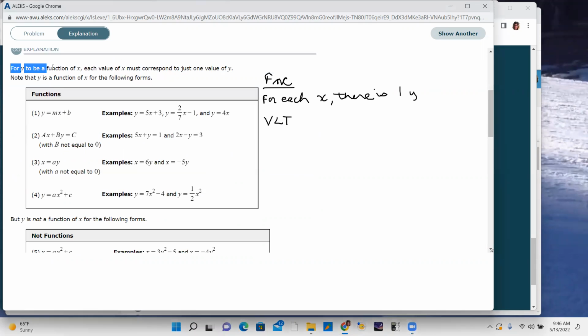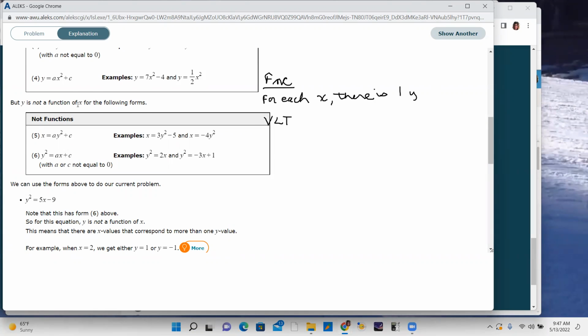So they say here, for y to be a function of x, for each value of x, it must correspond to just one value of y. So I like my little shorthand because I feel like it's easier to remember. So here are some examples. We know that these lines give you linear functions. You can also have a parabola, right? Things that are not functions.